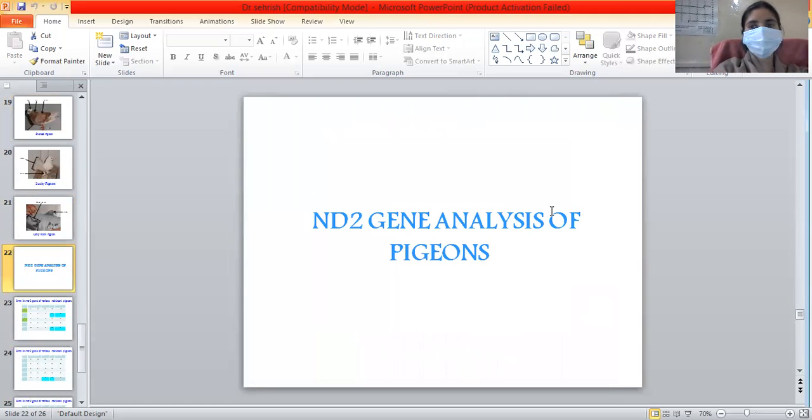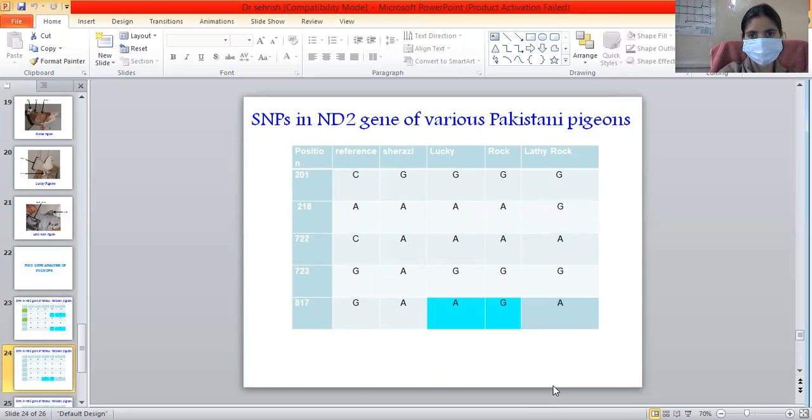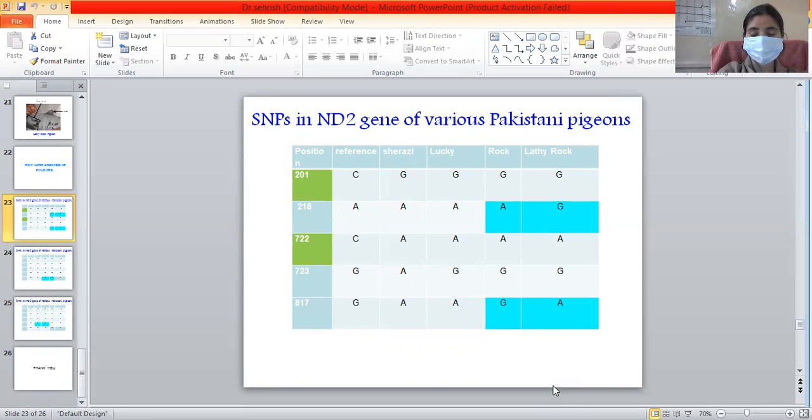The sequence analysis of 22 samples shows that some SNPs have been identified that can be used as DNA barcode markers at different positions. At position 218, there is an A to G change, and at position 817 there is a G to A change from the reference sequence. So this can be used as a molecular marker for identification. The same is seen in the Lucky and the Rock pigeons, and the Shirazi and the Lucky pigeons. So these are the SNPs and polymorphisms which can be used for the development of barcodes, and these barcodes can be used for the authentic identification of the birds.